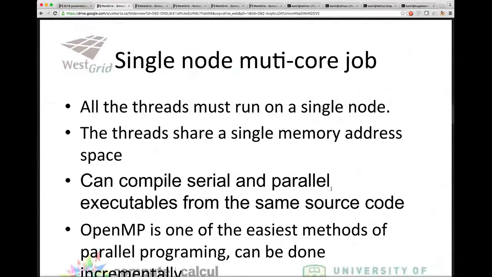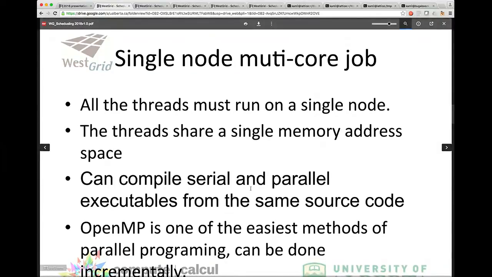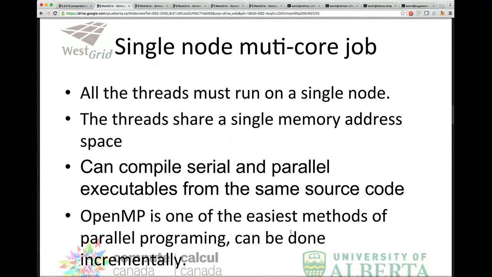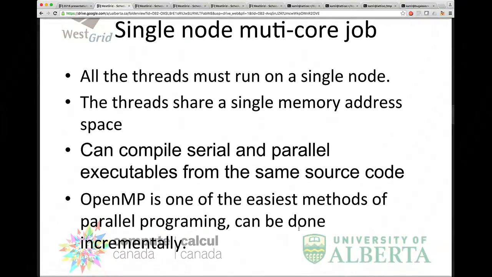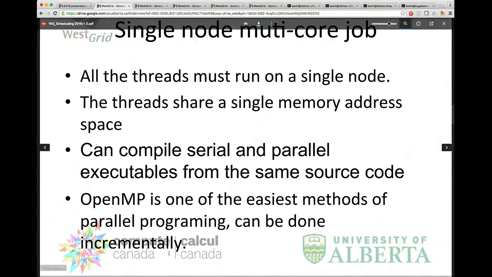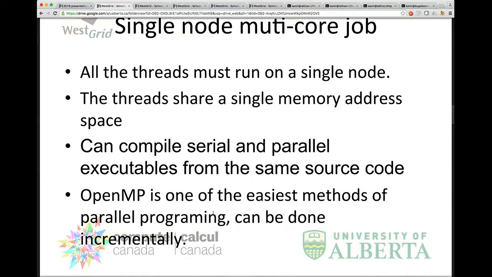All the threads must run on a single node. The threads share a single memory address space. So the advantage is that you can compile serial and parallel executables from the same source code if you're using OpenMP. And OpenMP is one of the easiest methods of parallel programming and can be done incrementally. So if you have a C program or a Fortran program, you could parallelize the section of the program that is using the most resources, and you'll get a big payoff. You don't have to actually parallelize everything. Of course, you're limited by the parts of the program that you haven't parallelized. So you don't get a speed up during those parts for using multiple cores.